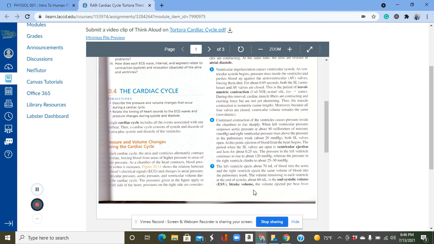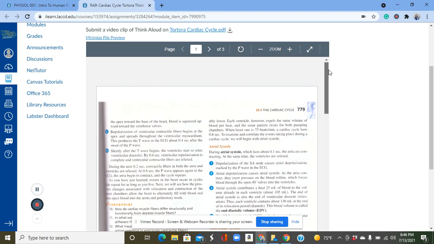The pressures given in the figure apply to the left side of the heart. Pressures on the right side are considerably lower. Each ventricle, however, expels the same volume of blood per beat, and the same pattern exists for both pumping chambers. When heart rate is 75 beats per minute, a cardiac cycle lasts 0.80 seconds. To examine and correlate the events taking place during the cardiac cycle, we will begin with the atrial systole.